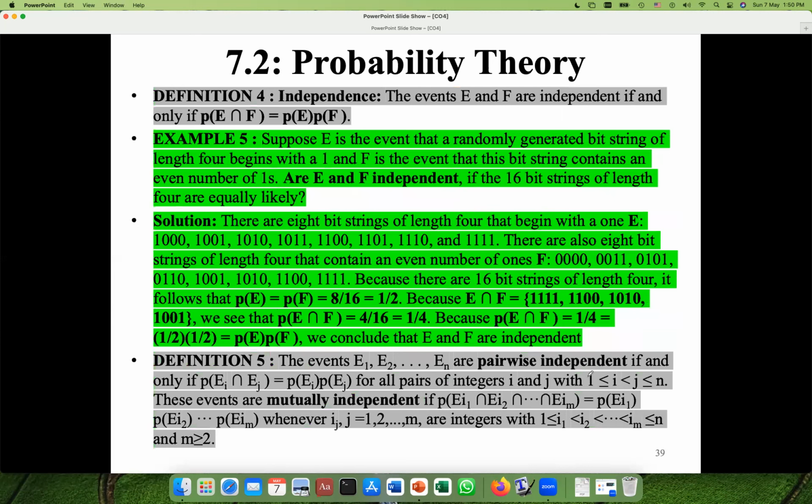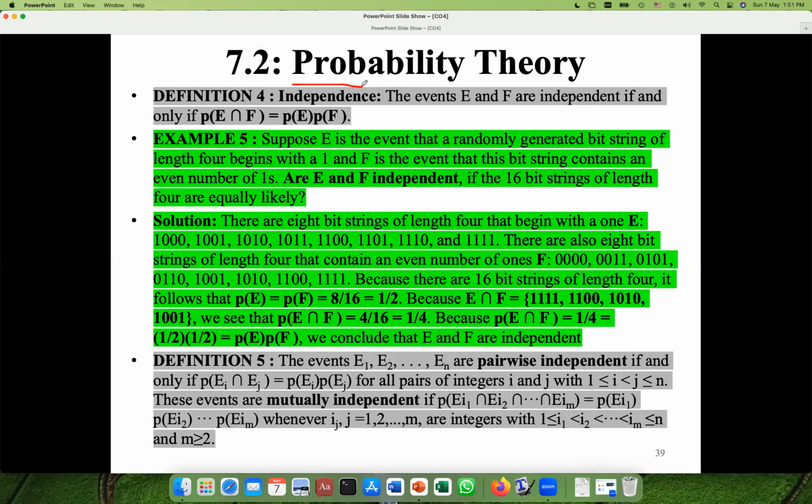Coming to the last slide. This is about independence. What is independence? Maybe I can remove that topic, but it is also probability. Only the name is different.